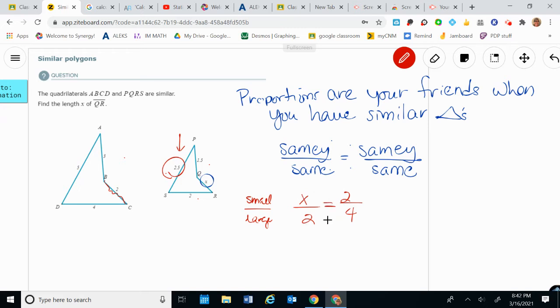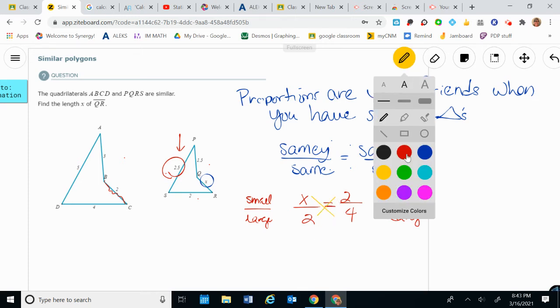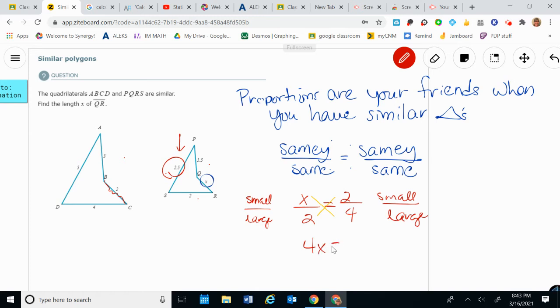So now you have your proportion, and then look what I did. I put small over large. See, samey, same over samey, same. Then you cross multiply, okay? And you're going to get 4x equals 4. And you can tell that x is just going to be 1. And that's what they wanted. Find the length x of QR. It equals 1.